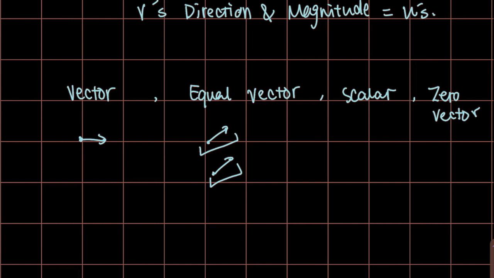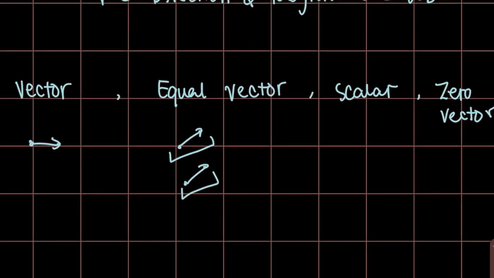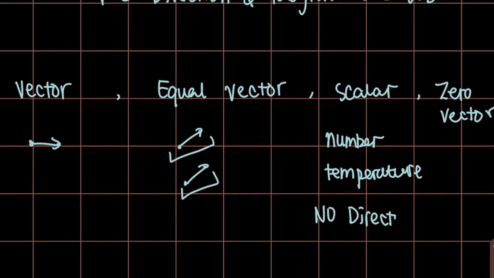The scalar is the common one, a quantity that has a magnitude but no direction, so we call that a scalar. Just like a number, or the temperature, something like that, has no direction. I think that is a very important point.